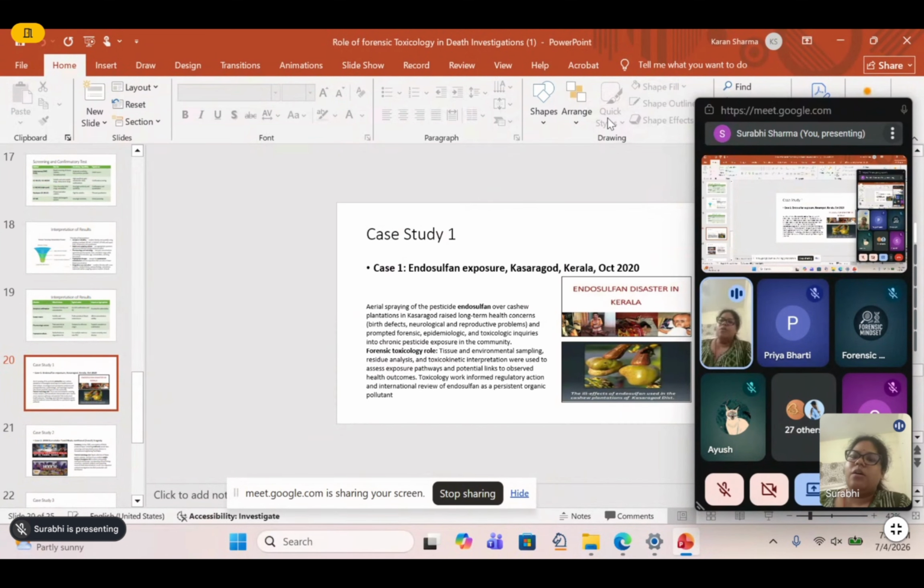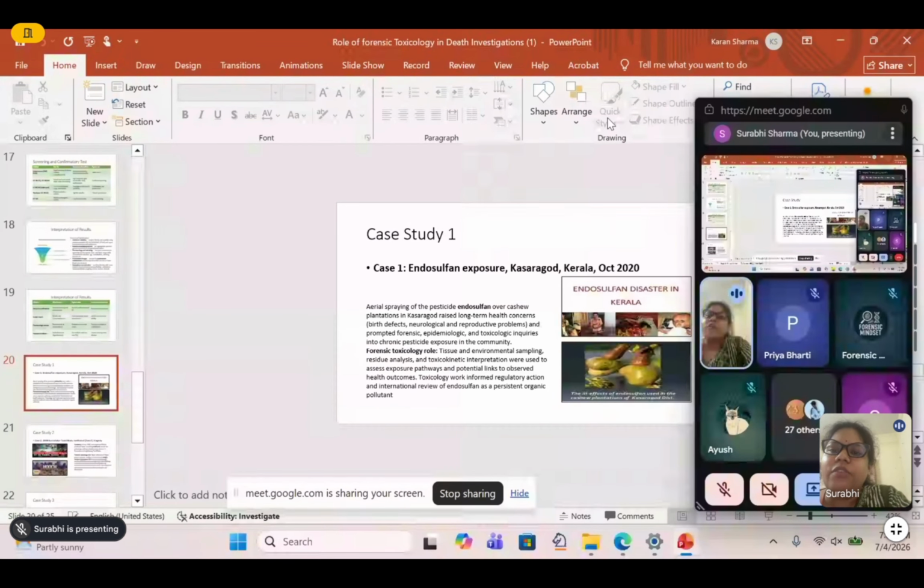Then I told you I have kept some case study. These are not the descriptive case studies, as I will be discussing on day 3, but I use these case study to tell you all about what poison can actually do to a human being.